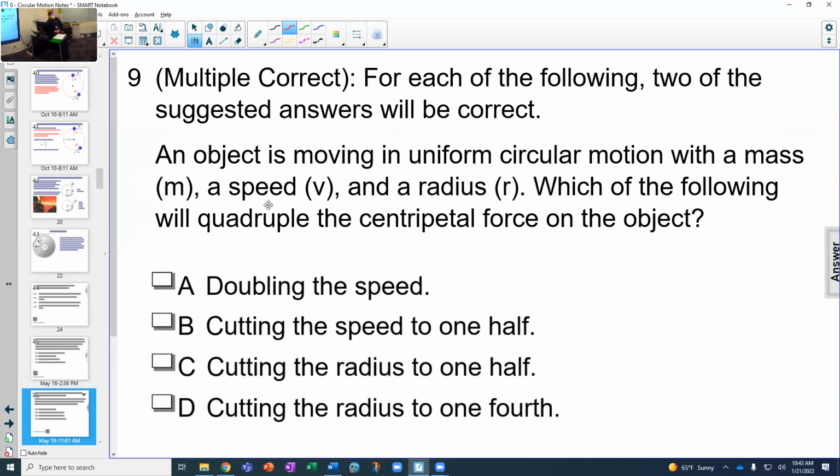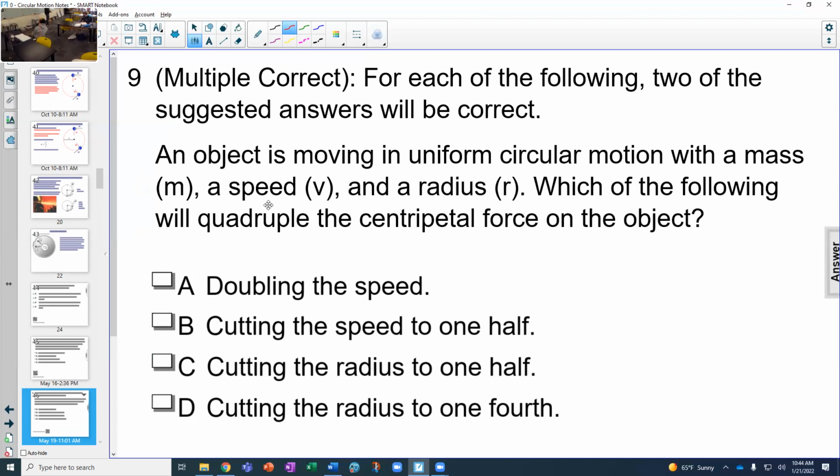Let's talk about A first then. Let's see if that makes sense, because we got some agreement there. Does doubling the speed quadruple the force? So if we double this, well, that's going to be squared, so that would quadruple the force. So A, definitely for sure. Cutting the speed to 1/2. Well, in A, we just said doubling it would make it quadruple, so doing half instead wouldn't work, so we can cancel B out. No one mentioned that one either.